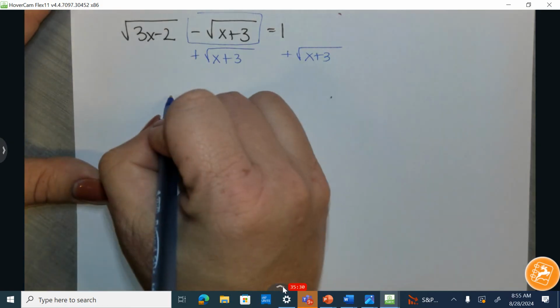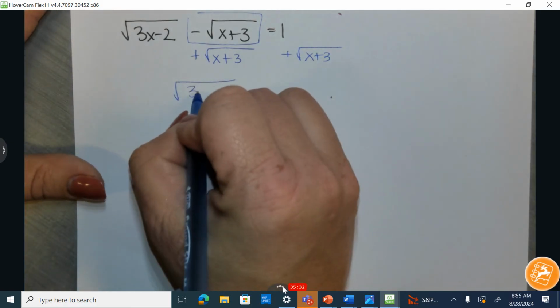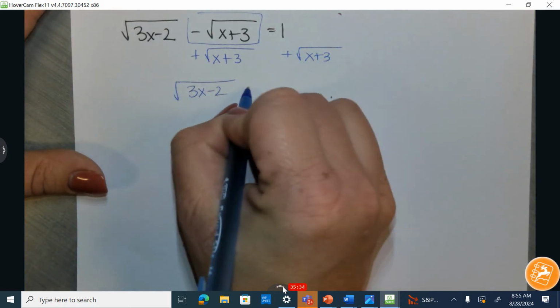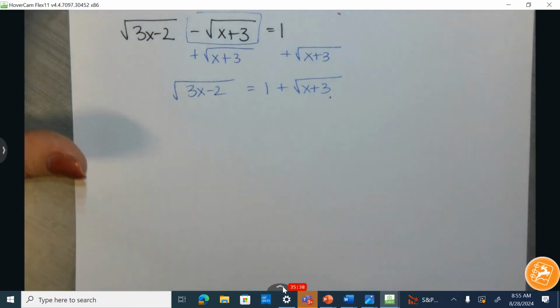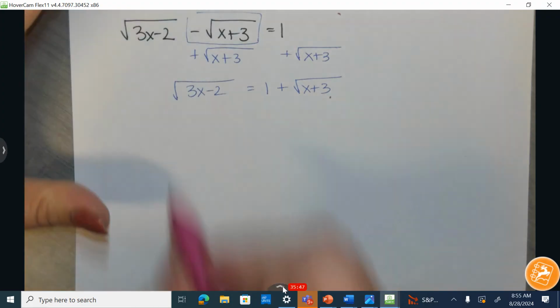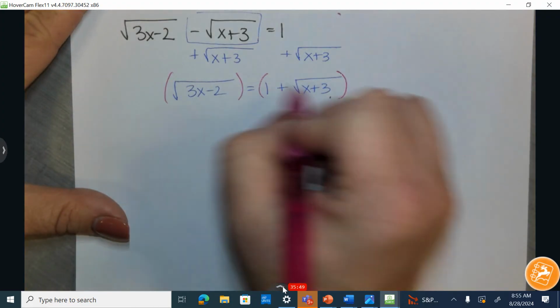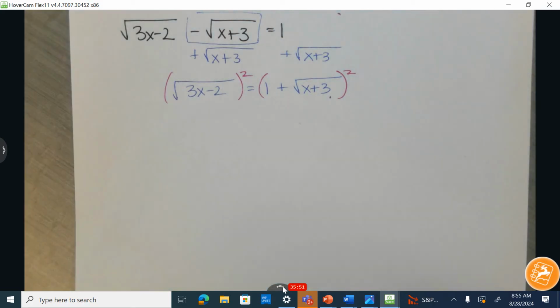And then I'm going to rewrite this. So on the left, I'm left with the square root of the quantity 3x minus 2. And on the right, I have 1 plus the square root of x plus 3. I really want to remove the radicals. If they're removed, it's going to be so much easier. What do you think we could do? Square it. Let's square the left and let's square the right.